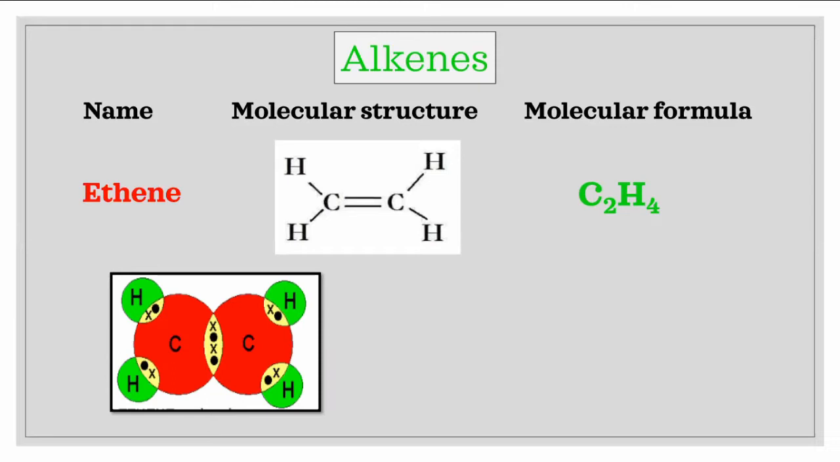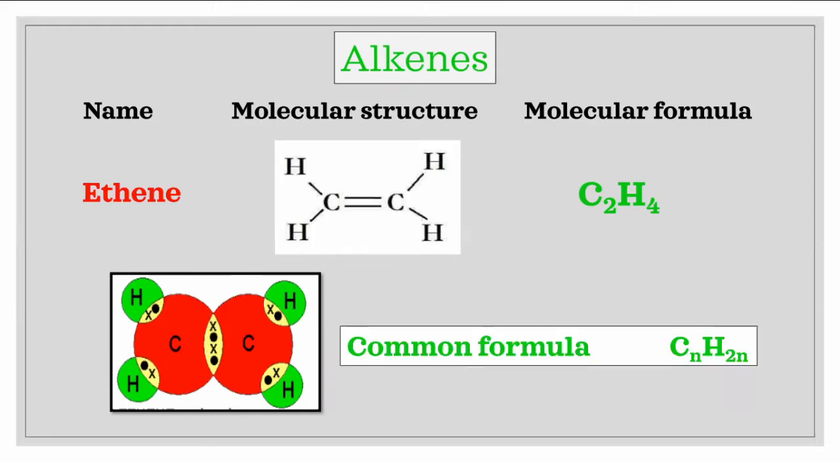Now, as you can see, between these two carbon atoms there's a higher density of electrons because it is a double bond. And one of these bonds is weak. Therefore, alkenes are much more reactive than alkanes. This is the general formula of alkenes, CnH2n.